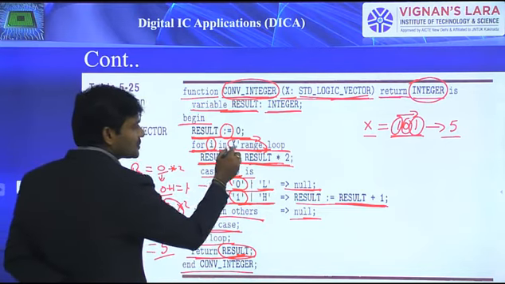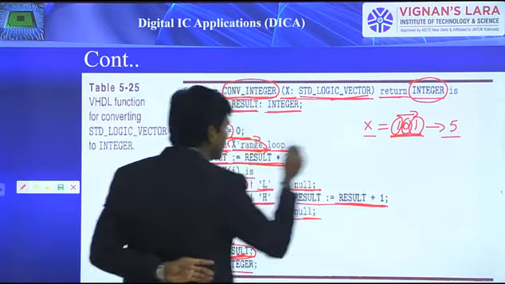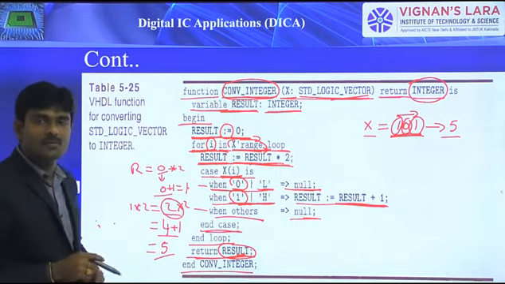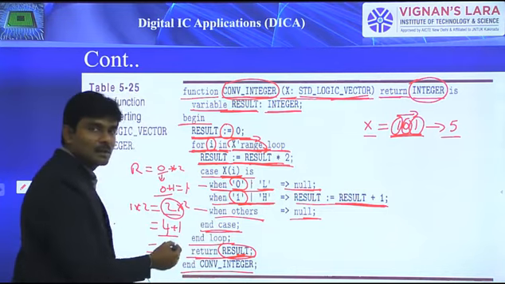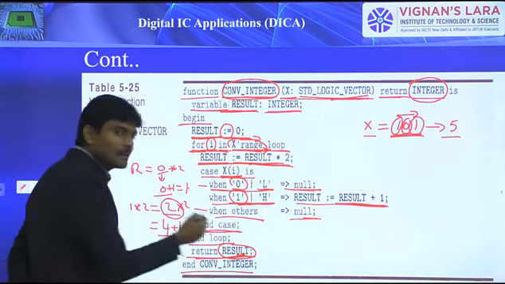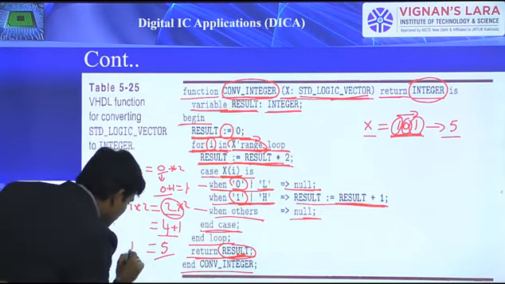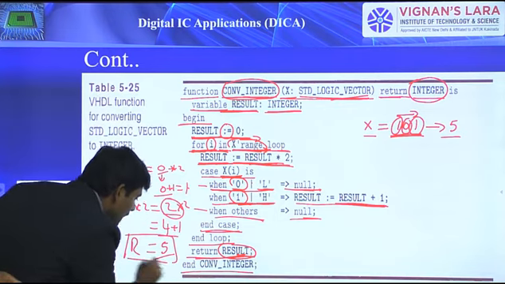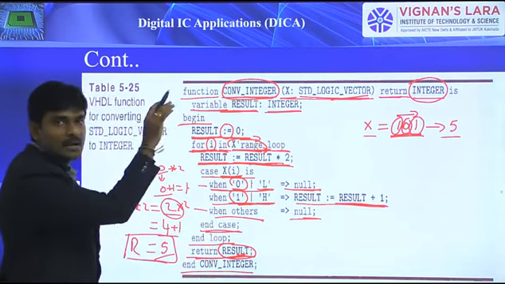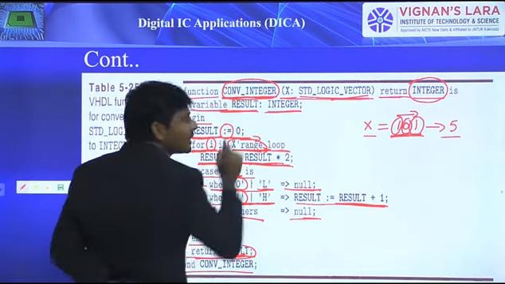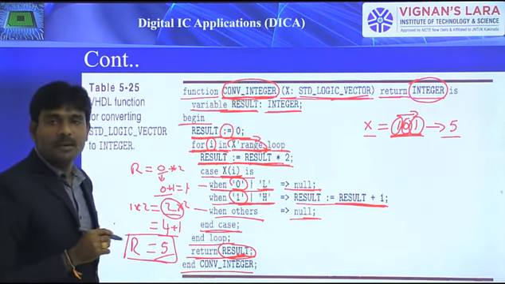Now once again it comes to this point. Now all the 3 bits are completed. The range is over, 3 times that for loop is rotated. Because of that, it comes out of the loop. End loop. Then return result. Whatever value we have now, r becomes 5. So this value will be returned wherever you call this function convert_integer.